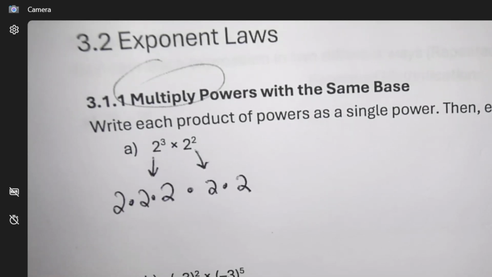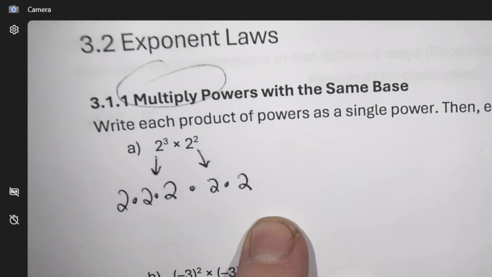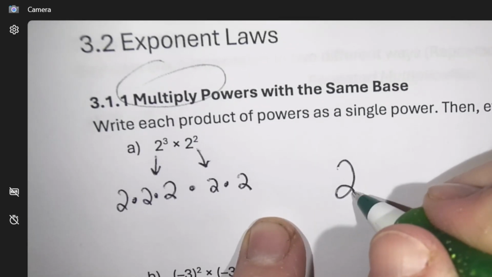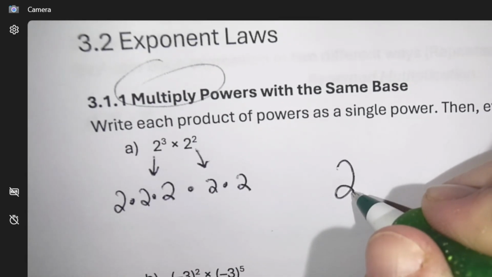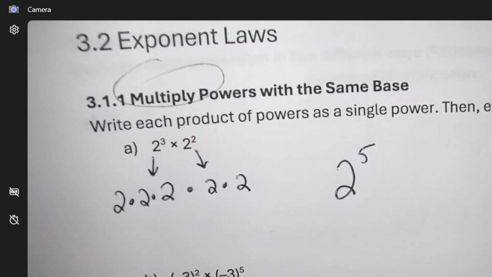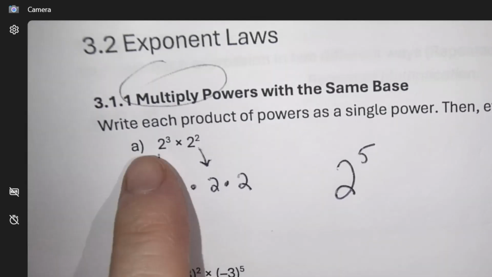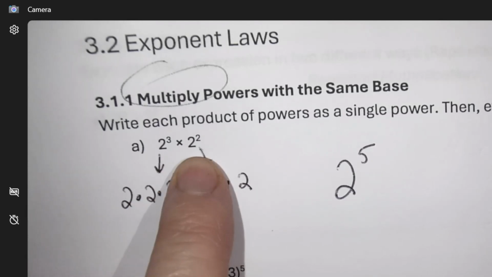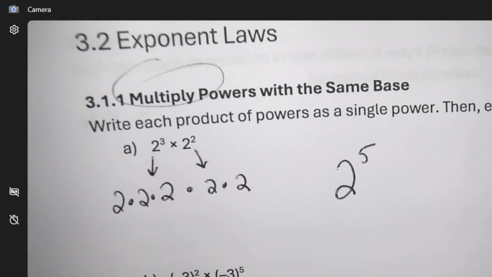Okay, so when we talk about powers, we have base and exponents. So remember what the base was. The base is what you're repeating, and the exponent is how many times you're repeating it. So what am I repeating? 2. How many times did I repeat it altogether now? 5. Can you make a rule? What is a rule about this?